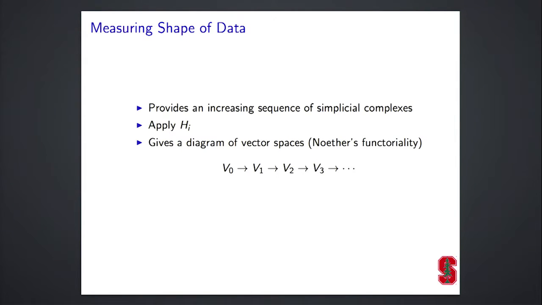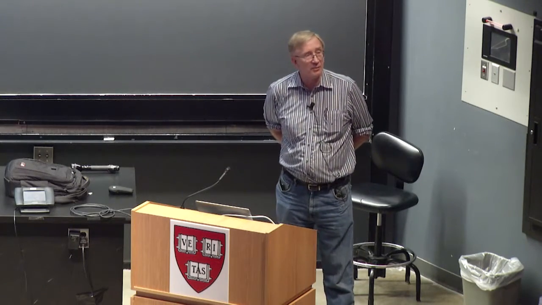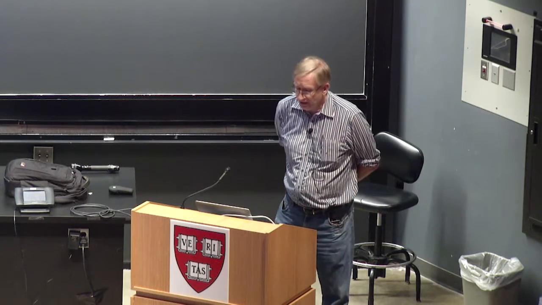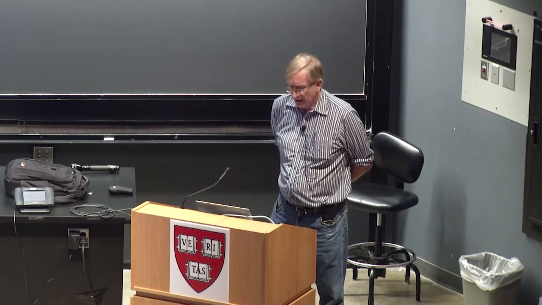So here we go. We get a diagram of vector spaces, and such structures are called persistence vector spaces. Okay, that's the name that was given to them. Now, ordinary vector spaces are classified by their dimension. Very easy to understand. Question: is there a corresponding parameterization of the isomorphism classes of these persistence vector spaces? And the answer turns out to be yes.